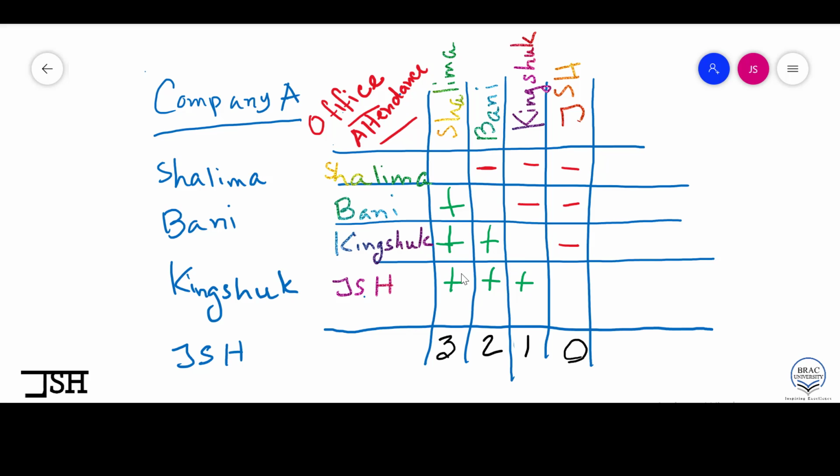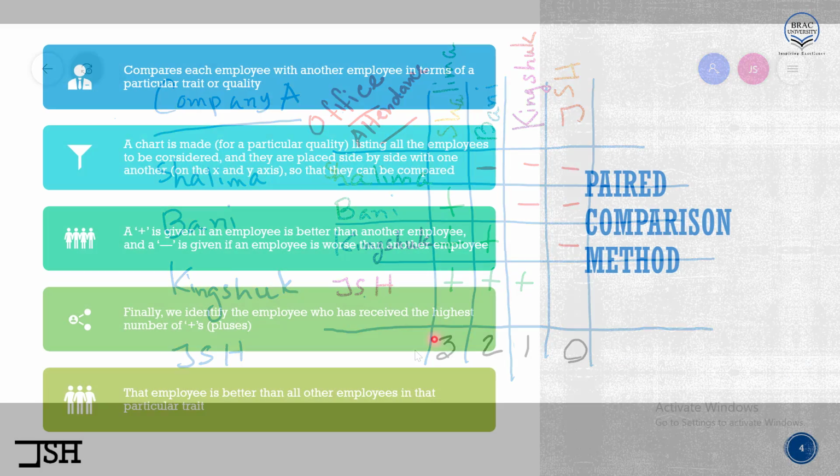So yes, I guess the whole method is crystal clear to you now. So the main summary is, whoever has the highest score is the best performer in that quality or criteria. So here, in terms of office attendance, Shalima is the best performer among these four. So let's go back to the presentation again.